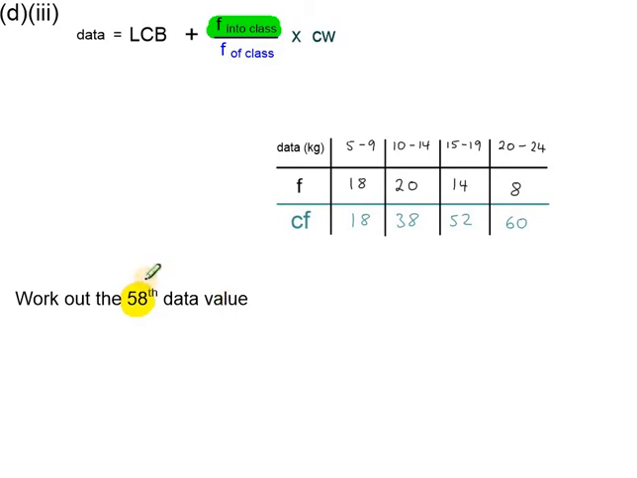And now we're looking for the 58th data value. So again, starting from the beginning, that's 18 values plus another 20, that's 38, we're still not there, plus another 14. I'm now at the 52nd data value, so my 58th value will be in the final class interval. So if I've reached the 52nd data value so far, I need 6 more to get to the 58th value. So this time I'm going 6 values into my class interval here, so the frequency into the class will be 6.